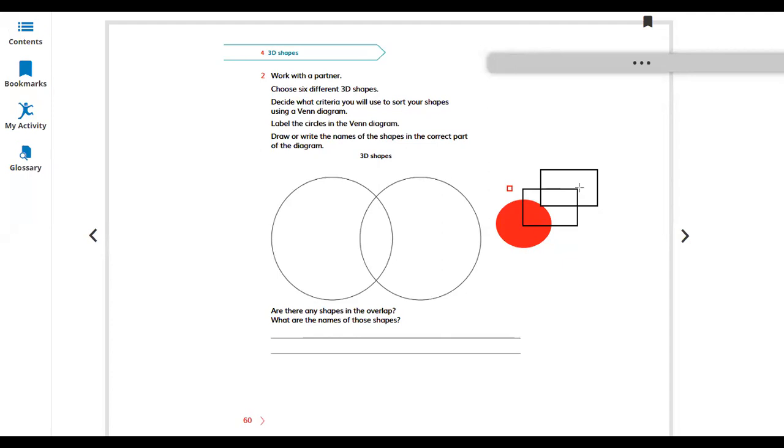This is called overlap or overlapping. When you draw the shape here or write the name, then you can write about them. Is there any shape overlap? What's the name there? You need to write on these two lines.